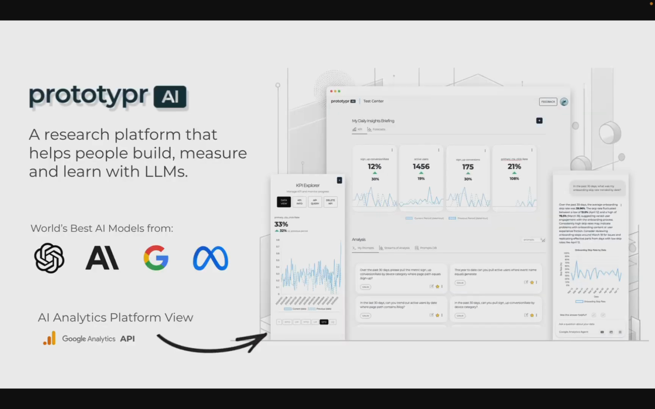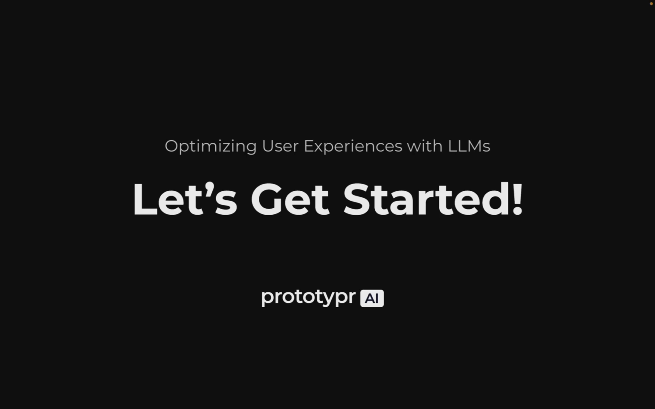So the tool that helps me accomplish this workflow is the AI Analytics platform on Prototypr.ai. If you don't know about Prototypr.ai, it's a research platform that helps people build, measure, and learn with leading large language models from the world's best organizations such as OpenAI, Anthropic, Google, and I'm going to be walking through the analytics platform and just show you how this all works. So I've integrated those models into this workflow. So let's get started.